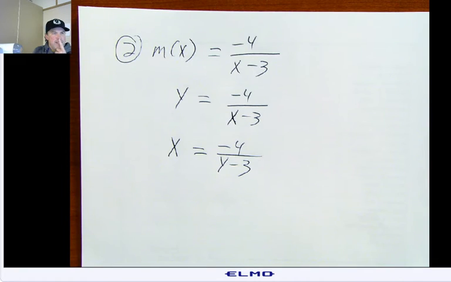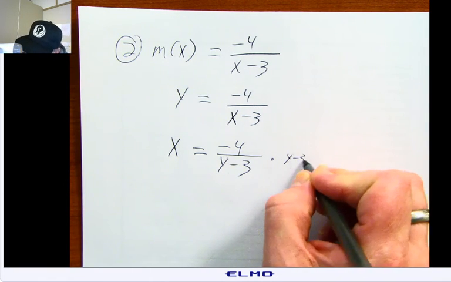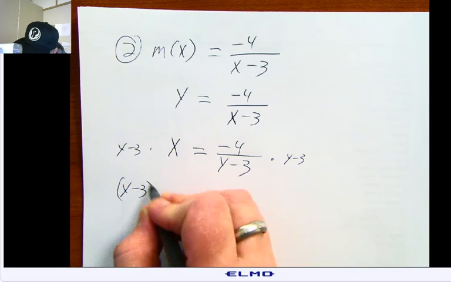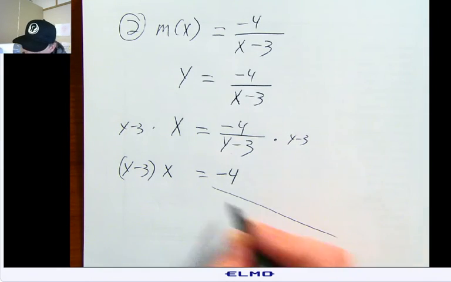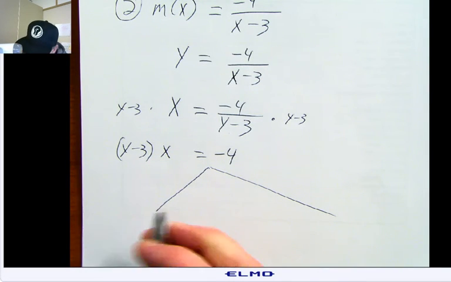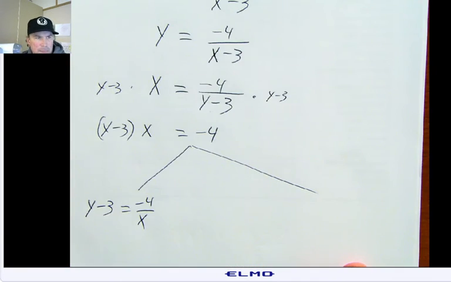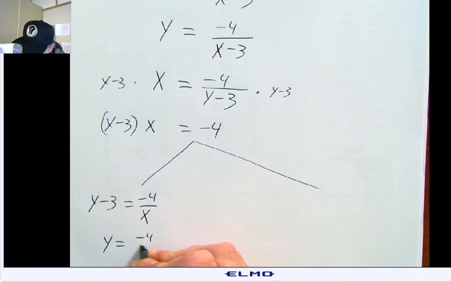This one's a little bit more interesting. Let's see. I got this y in the denominator, and that's really the problem. So I'm going to start off by multiplying both sides by y minus 3. So I get (y minus 3) times x equals negative 4. Couple different options here. I'm going to break off into two paths. I think the easiest way to go would be to divide both sides by x. So I get y minus 3 equals negative 4 over x. And then I could add 3 to both sides, and I end up getting y equals negative 4 over x plus 3.